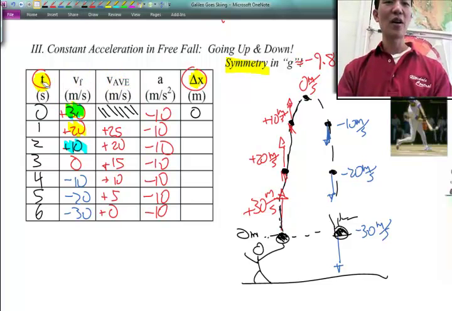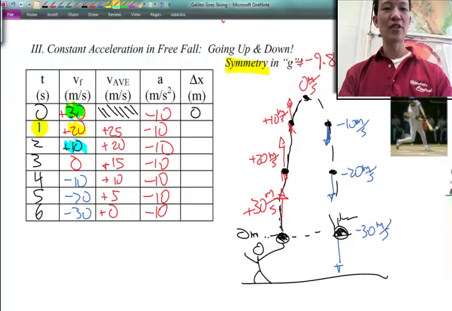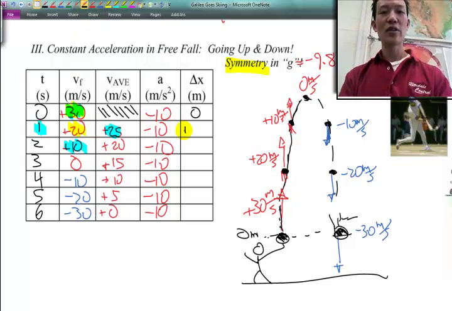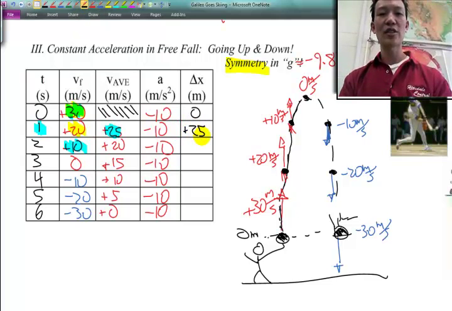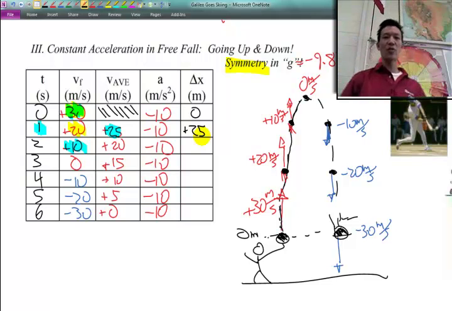How far does the ball go after 1 second? Can you figure it out? It started off at 30. It slowed down to 20. So on average, after 1 second, it was only going how fast? 25 meters per second for 1 second. The ball will only go 25 meters in the air. You see that? So even though we throw the ball up at 30 meters per second, it doesn't go 30 meters. It doesn't go 20 because it slowed down to 20. On average, it's only going 25 meters per second.